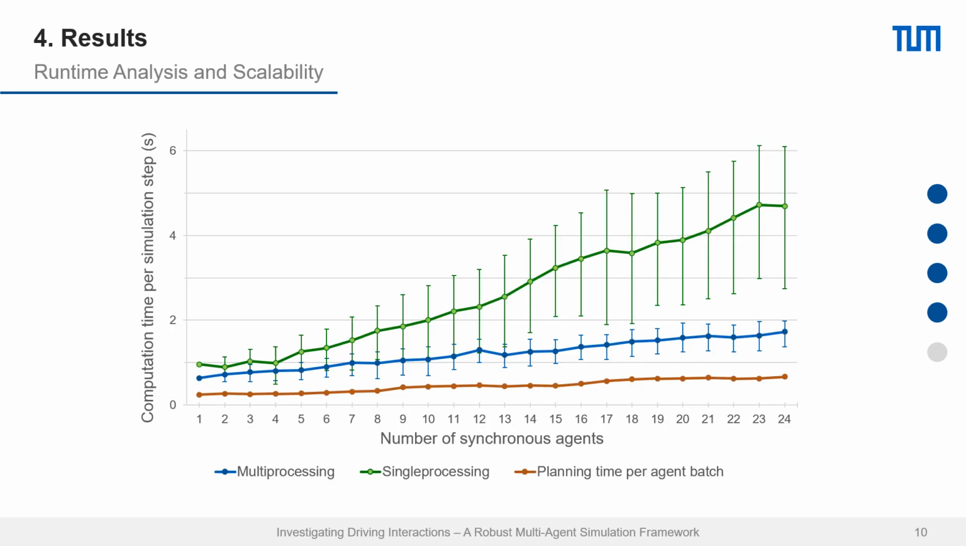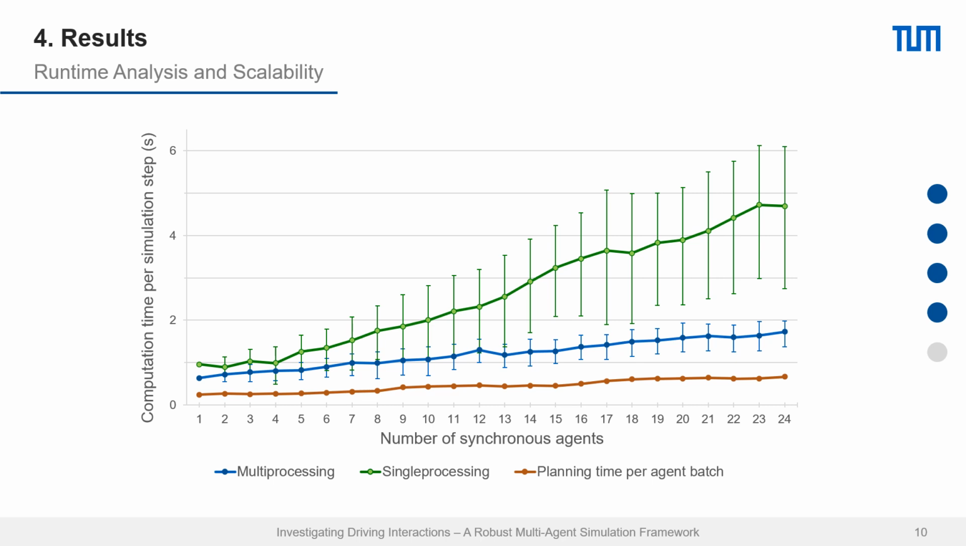Besides showing the capability of the framework to simulate naturalistic driving behavior, it's crucial to consider the runtime of simulations for a fast and efficient driving software development. This slide shows a runtime analysis with increasing number of simulated agents. The simulation is conducted in two configurations. First as a single-core program, and second as a multi-core program with up to 8 cores, where batches of agents are distributed among the processors.